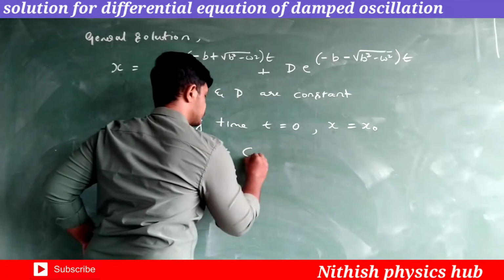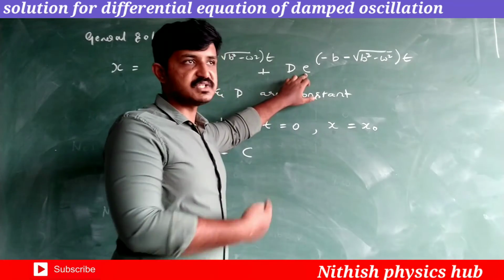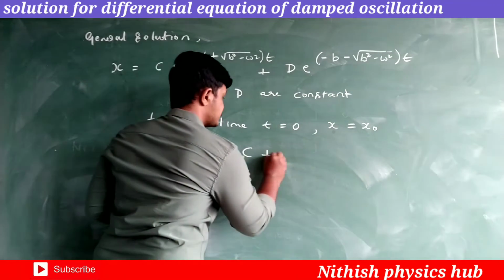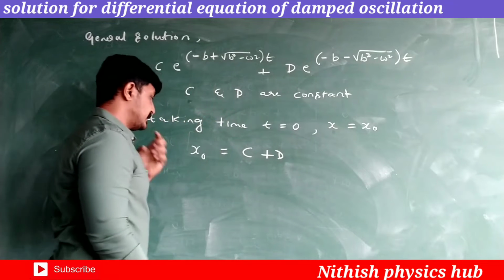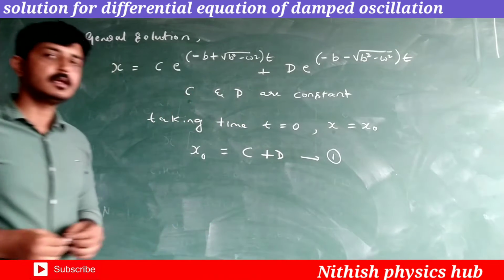So I will get a solution: c plus d will be equal to x naught, because at t equals 0 the exponential terms become 1. Take it as equation number 1.